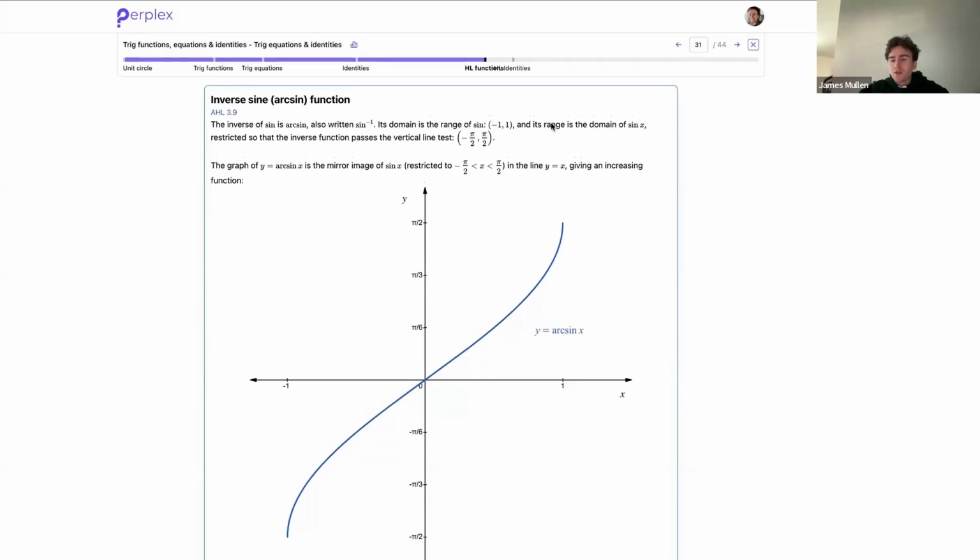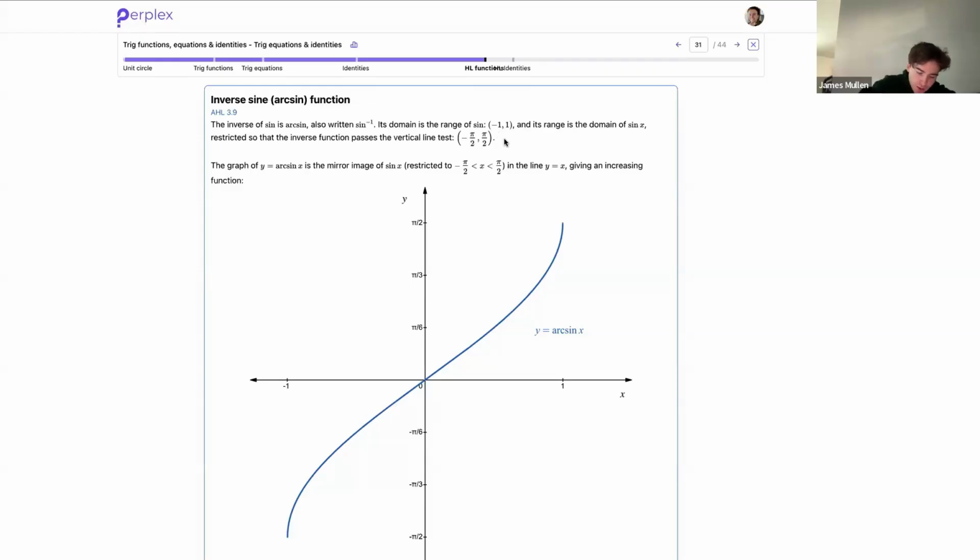But we also have to be very careful because sine of x has a domain of all real numbers, but we know that it does not pass the horizontal line test. And therefore, to find an inverse function for sine, I have to restrict its domain, so that the inverse function passes the vertical line test. And that means that I'm going to have to restrict myself to the interval negative pi over 2 up to pi over 2. And I'll show you why that is.